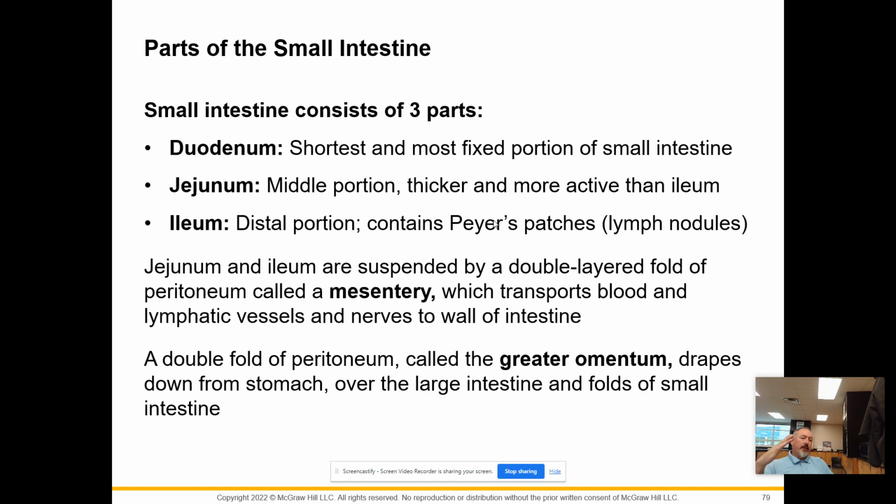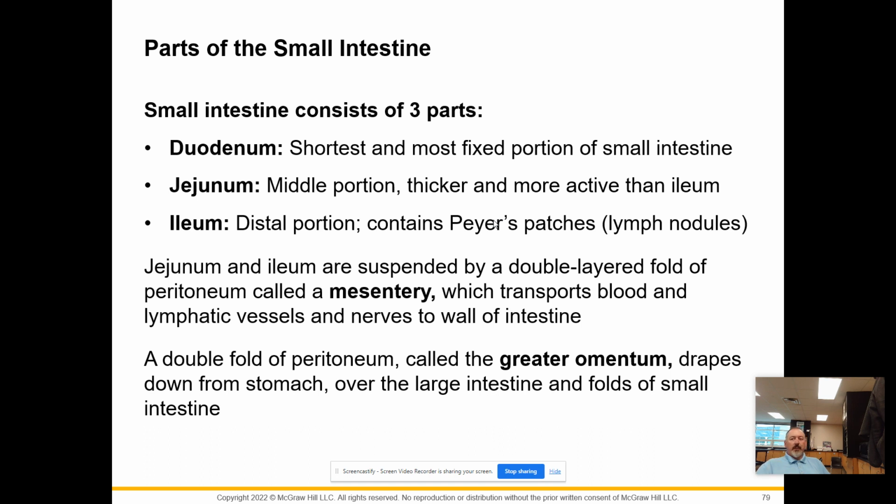Moving from the duodenum, you get into the jejunum. So the jejunum is going to be thicker. It's going to move more. And so in comparison of the three, it moves the most. The ileum is going to be after the jejunum and before you get to the point of being in the large intestine. So this is the most distal portion, and it's going to have the Peyer's patches that we talked about when we were discussing the lymphatic system.